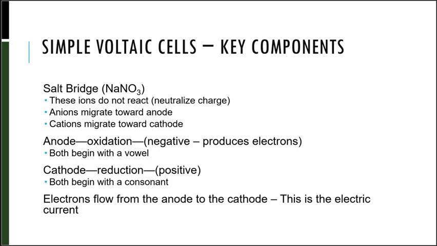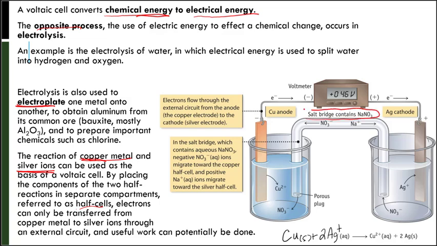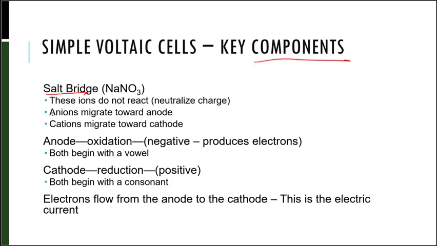Let's look at some key components when it comes to simple voltaic cells. We always have a salt bridge. In the case of this reaction, it's sodium nitrate. And we can see here's our salt bridge with sodium ions and nitrate ions. The anions migrate towards the anode. The cations migrate towards the cathode.